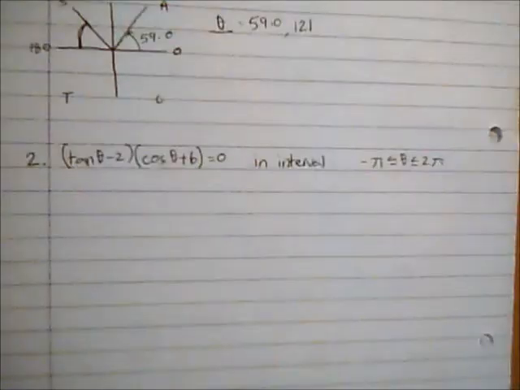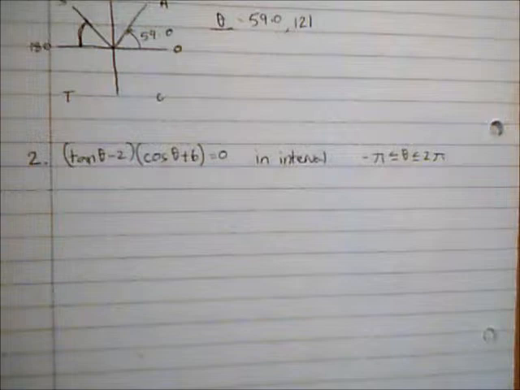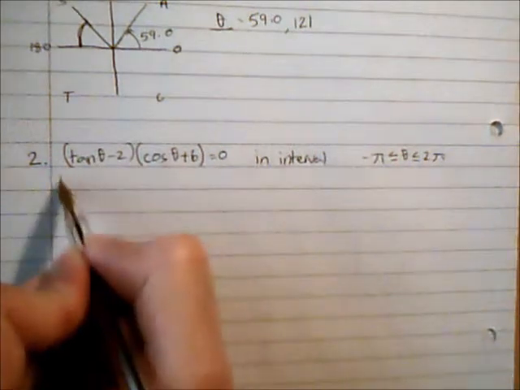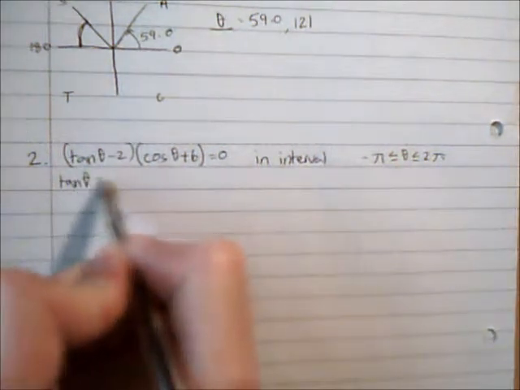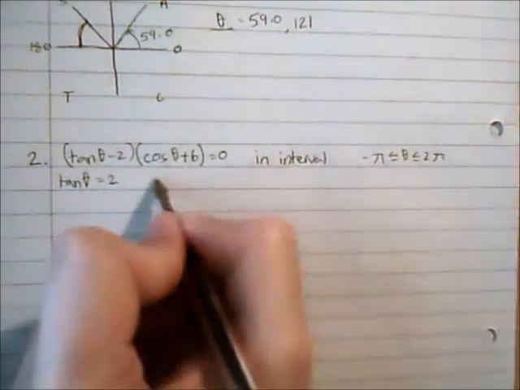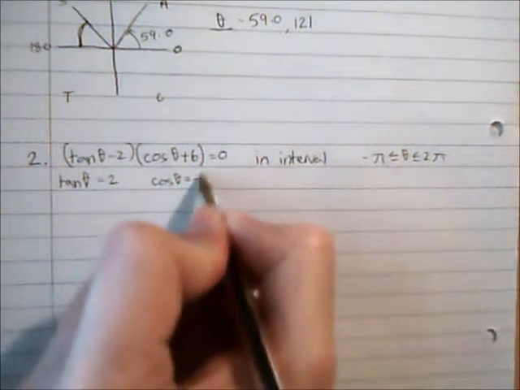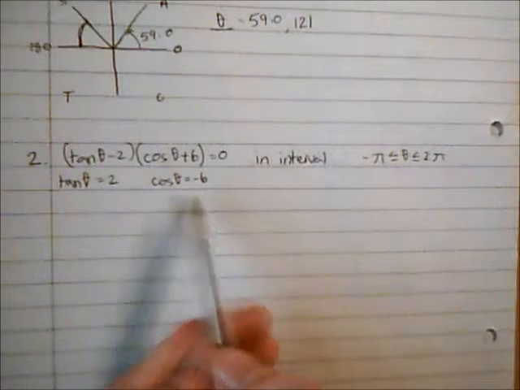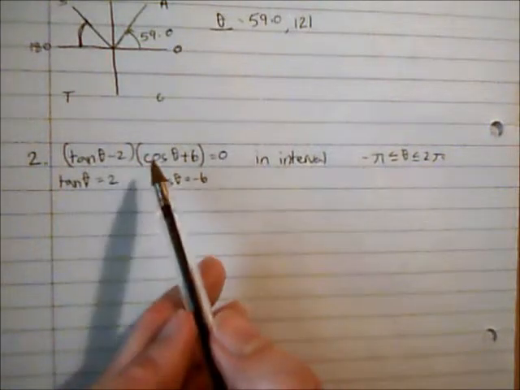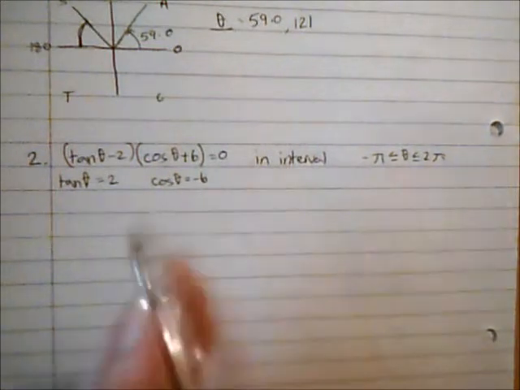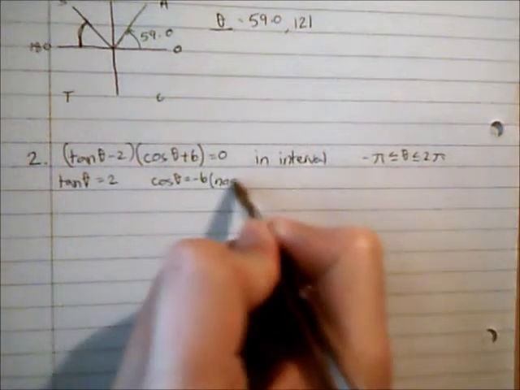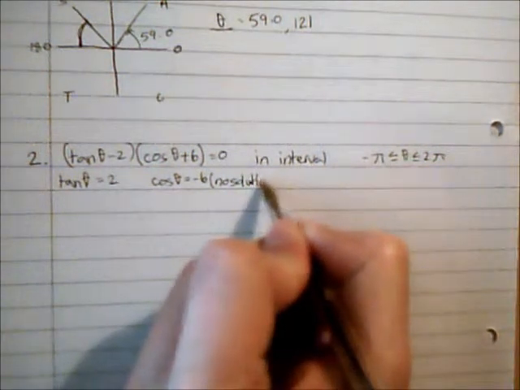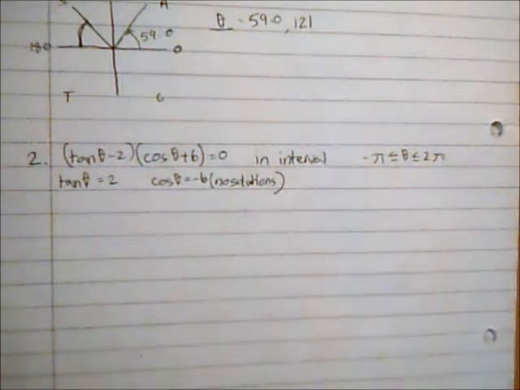Second question, we've got the same sort of situation, but we've got a quadratic here that it's already factorised, so that makes life a bit easier. So either from the first bracket tan theta is equal to 2, or from the second bracket cosine theta is equal to -6. Now we should be familiar that the cosine function just goes between 1 and -1, so -6 is not going to give us any solutions. And if we were to attempt to do that on our calculator, it's going to come up with an error as well.